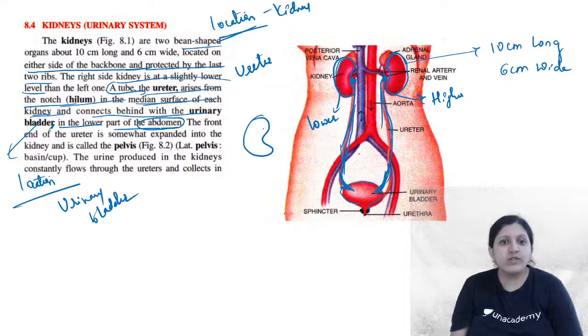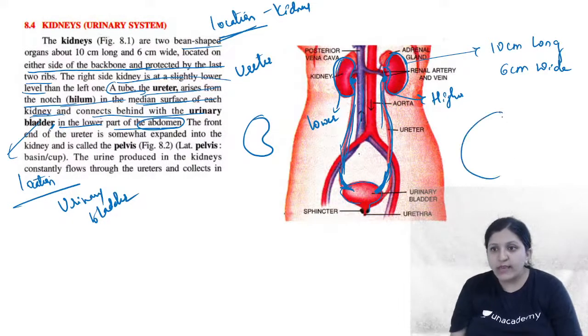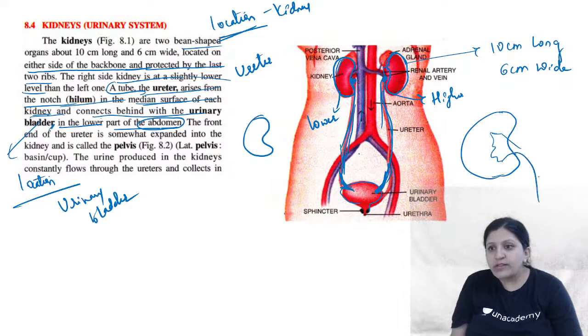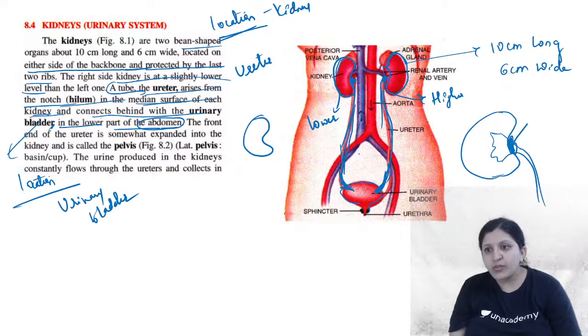All right, so now the front end of the ureter is somewhat expanded. So if we see this one, let's say here is the kidney. Okay, so this one is the kidney now. There is this particular part, which you find somewhat like this, in your diagram also you can see. So the ureter is joining over here. So this is the ureter. So this particular part, what is there? Here we can mention where the ureter is attached, that we can mention as a hilum.